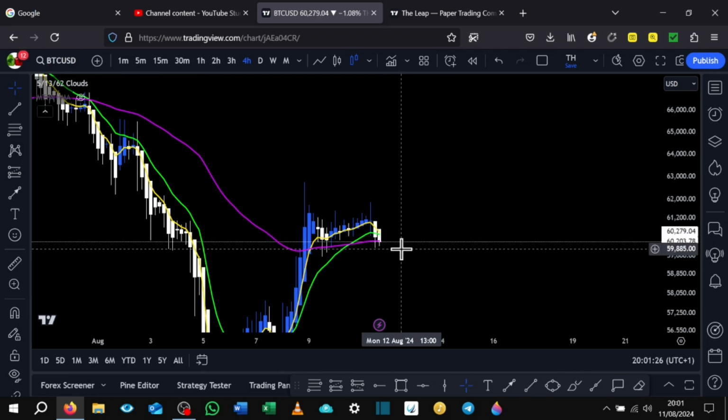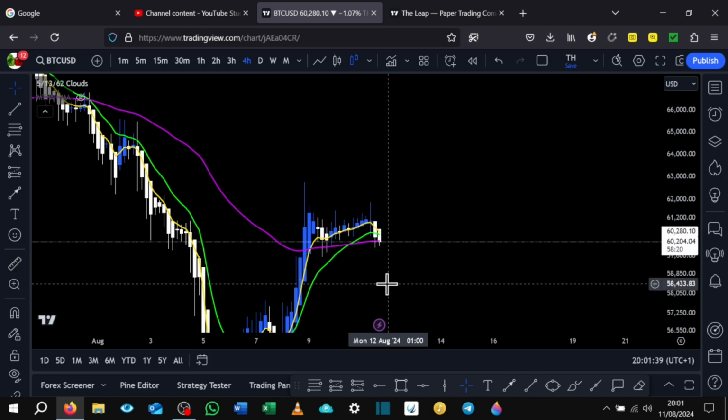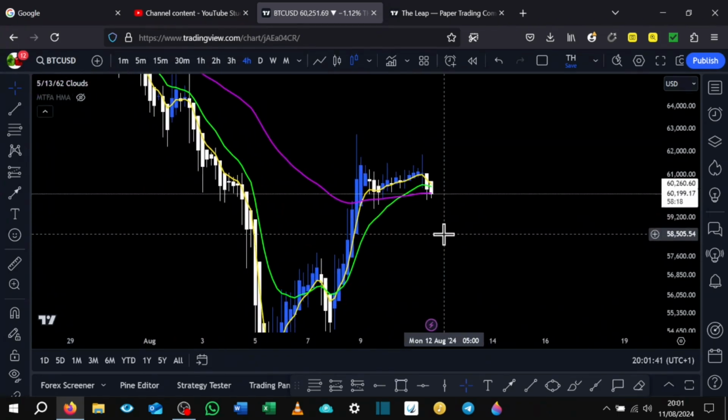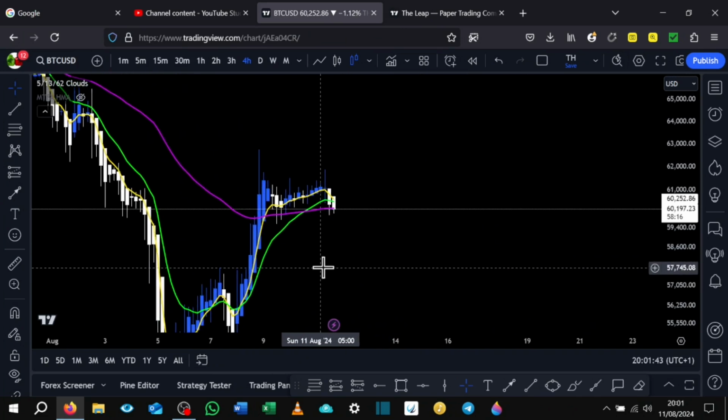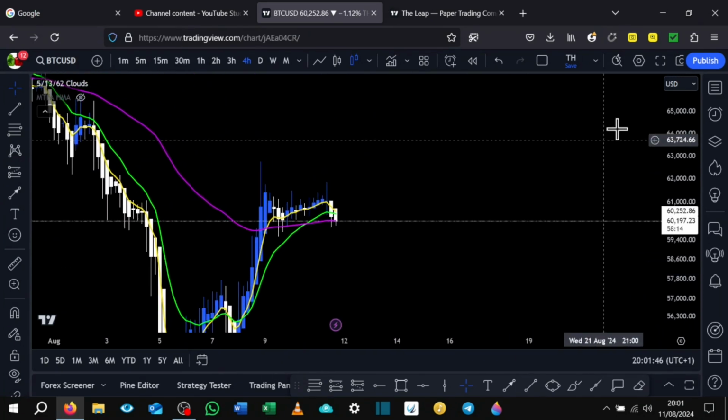When your trade criteria is hit, you need to really take the trade regardless. There should be no thinking about it. You just got to take the trade without thinking about it. Just have to have trust in the strategy. So Bitcoin's looking quite good.